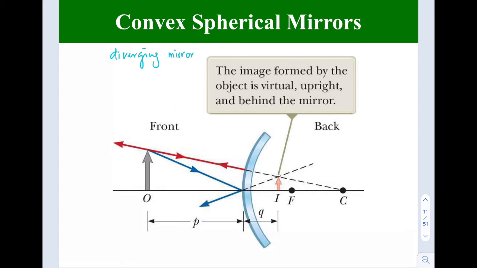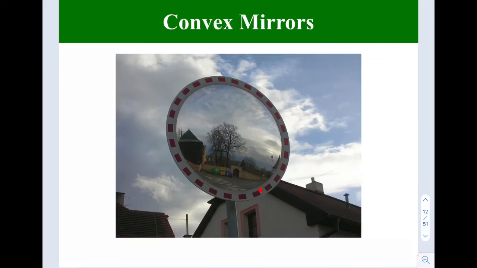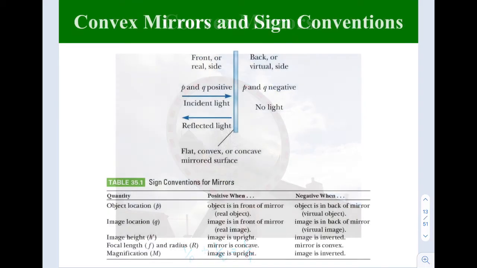Furthermore, the image is always upright and smaller than the object. This type of mirror is often used in stores to foil shoplifters, because we can see a wide angle and more of the image can be observed. That is why we also use it at junctions. We do not derive the formula for the convex mirror because the mirror equation just now can also be used for the convex mirror. Convex mirror and sign convention.